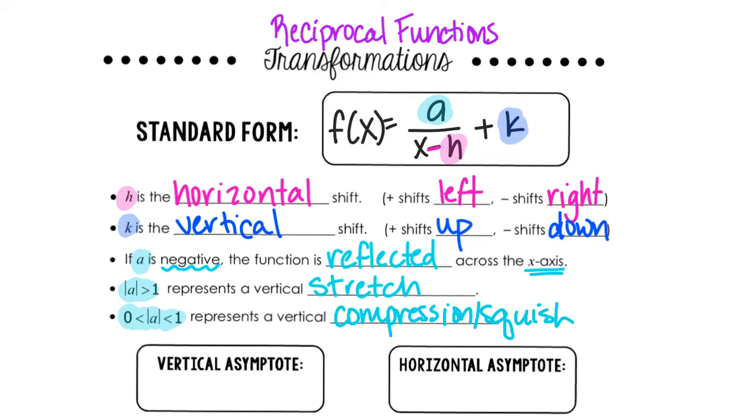Now you can also look to this standard form to find your vertical asymptote and your horizontal asymptote. So your vertical asymptote is always x equals h, and your horizontal asymptote is always y equals k.